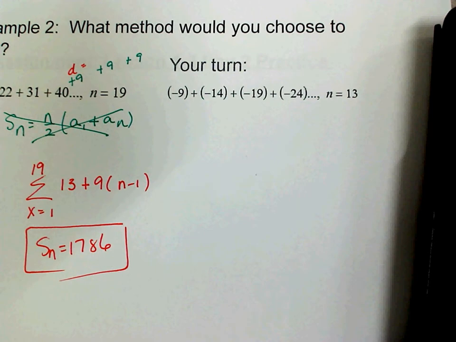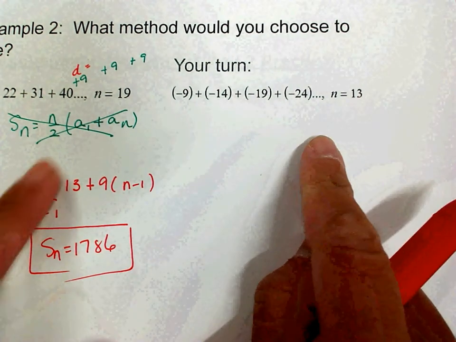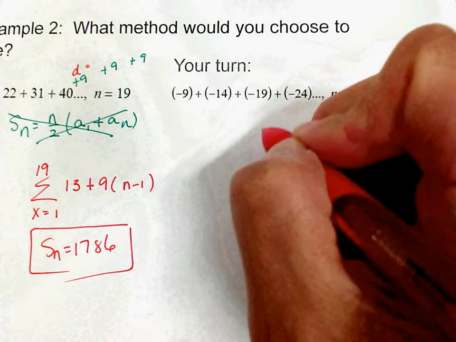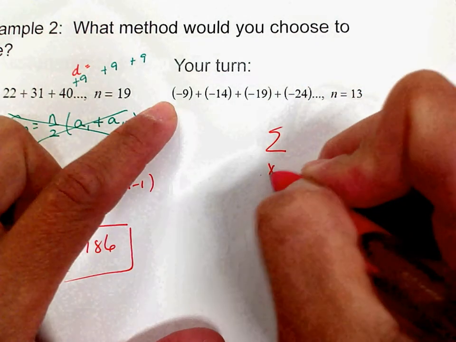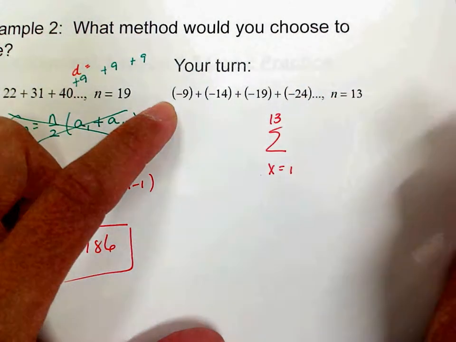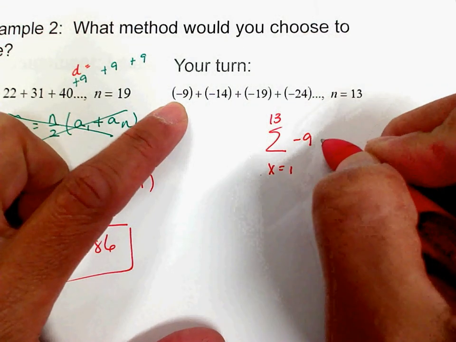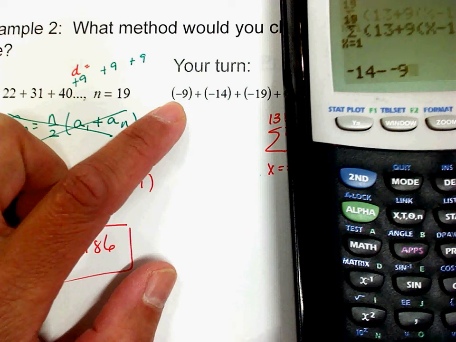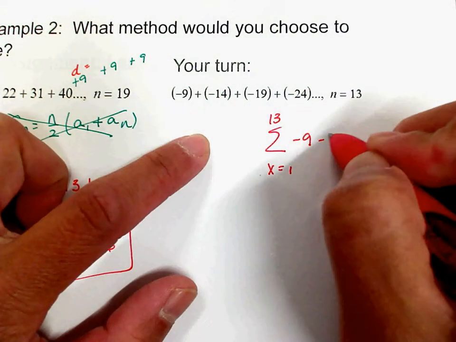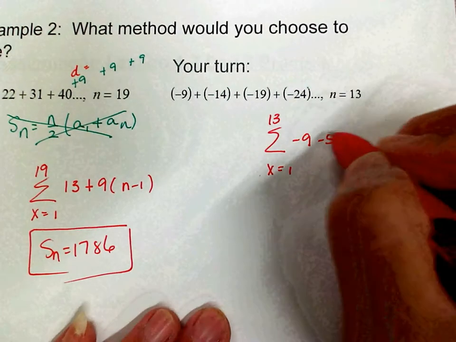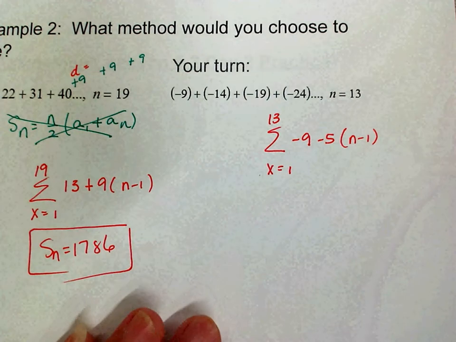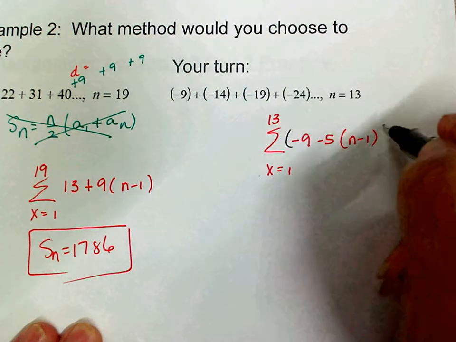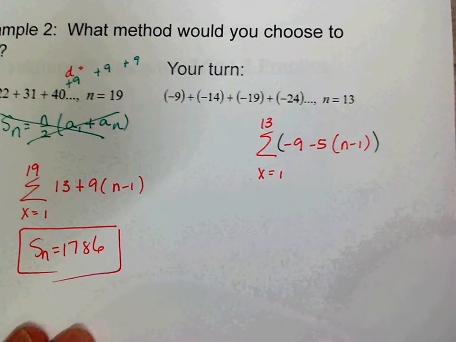Your turn. All right. So I can't use this one because I don't know my last term, and I'm not going to add all this to 13. So I'm going to use my sigma formula. X equals 1, going out to 13 places, starting at negative 9. Let me see. Negative 14 minus negative 9 is negative 5. So D is negative 5, negative 5, n minus 1. And some of you might want to do this so it looks exactly like your calculator. Add an extra set of parentheses, okay? And that'll be just fine.